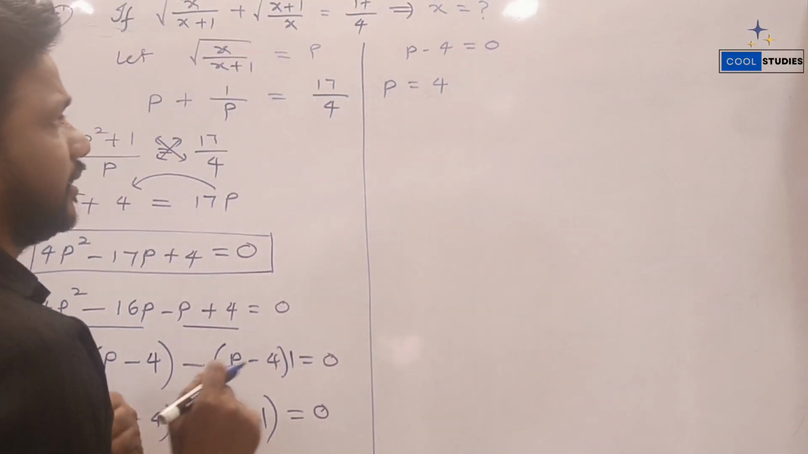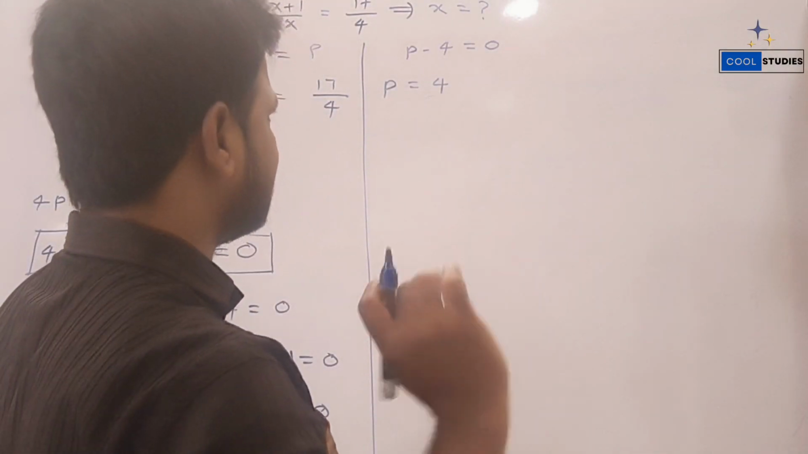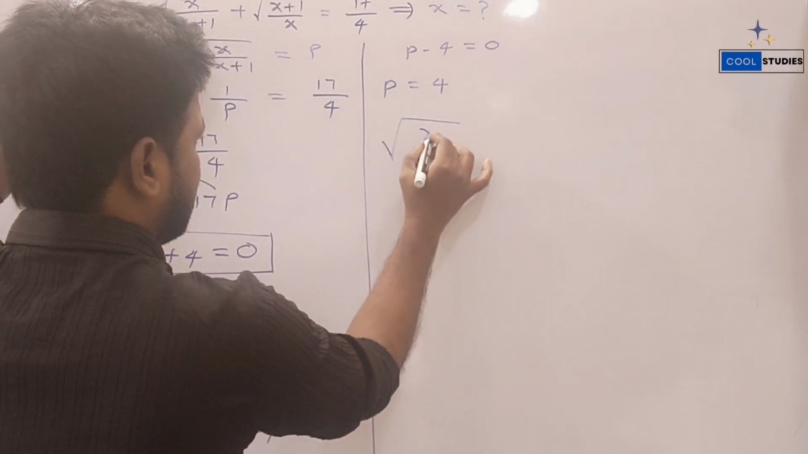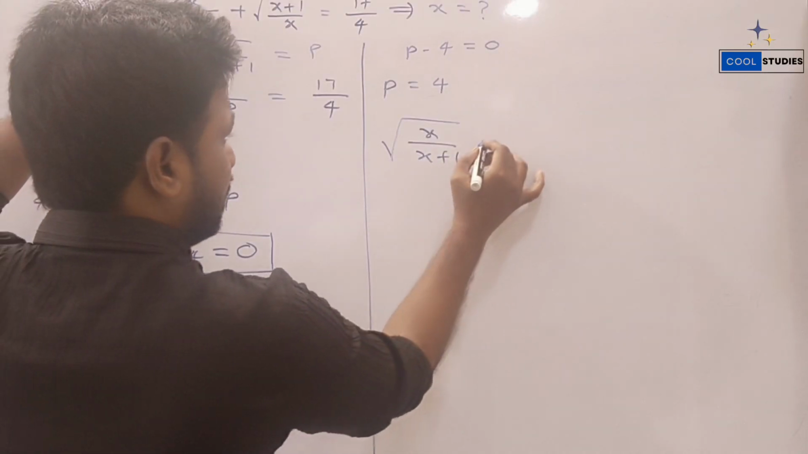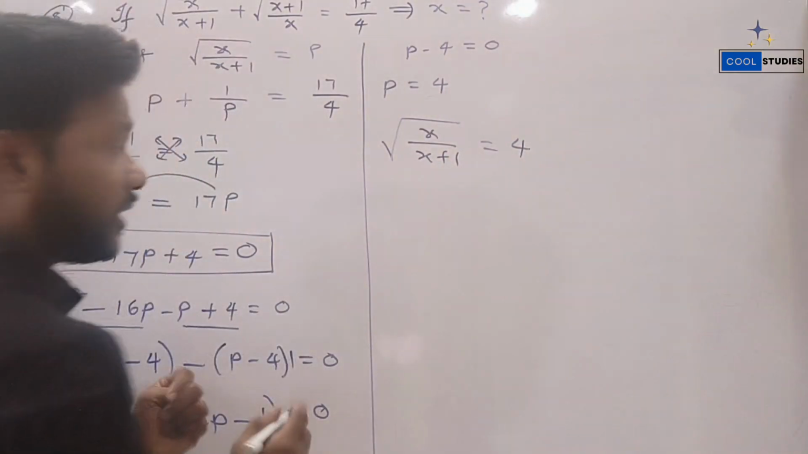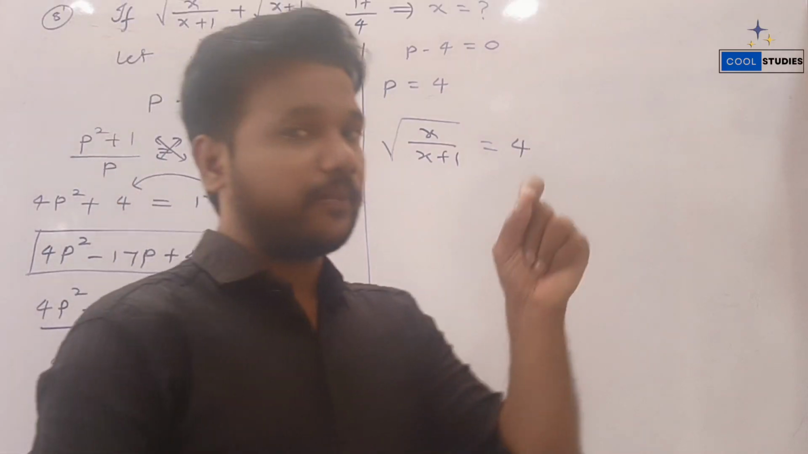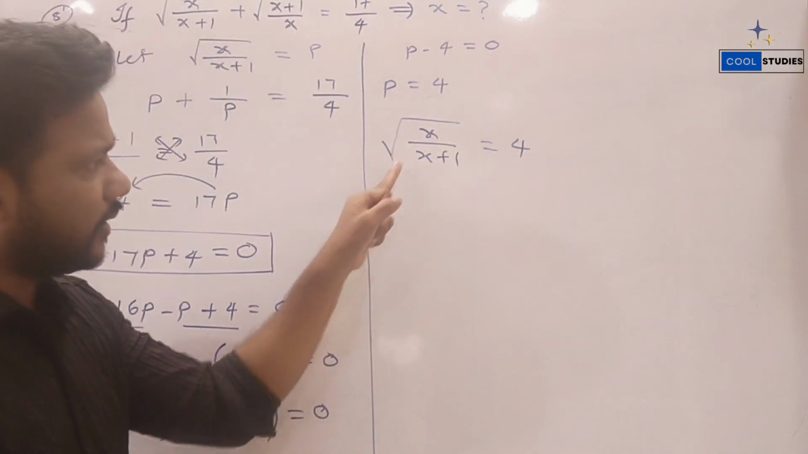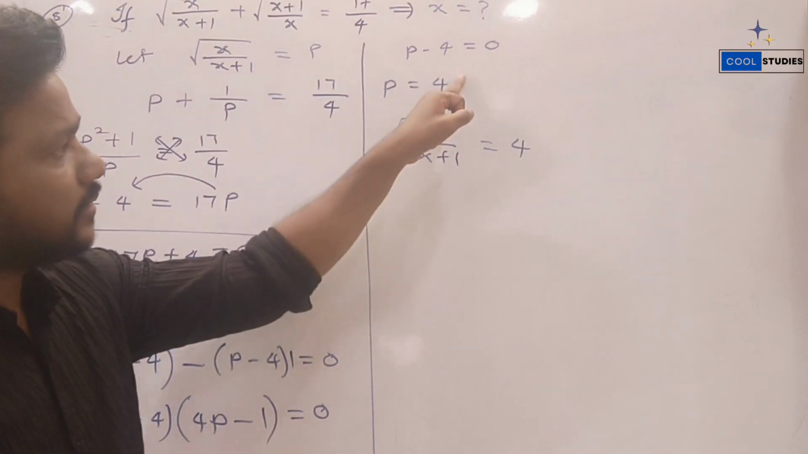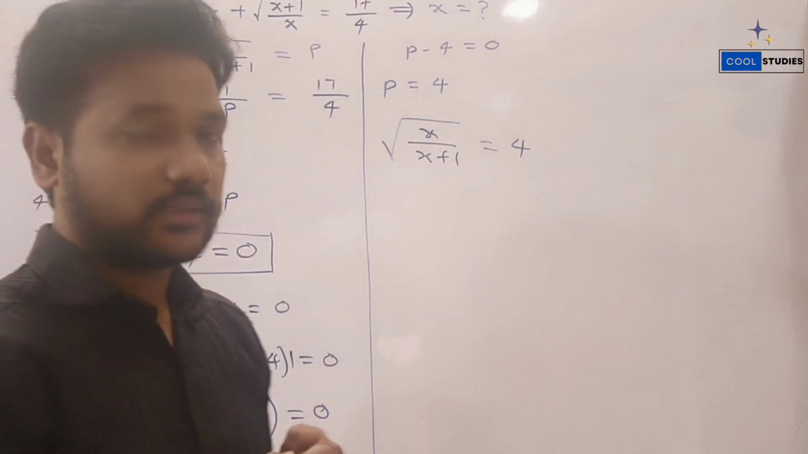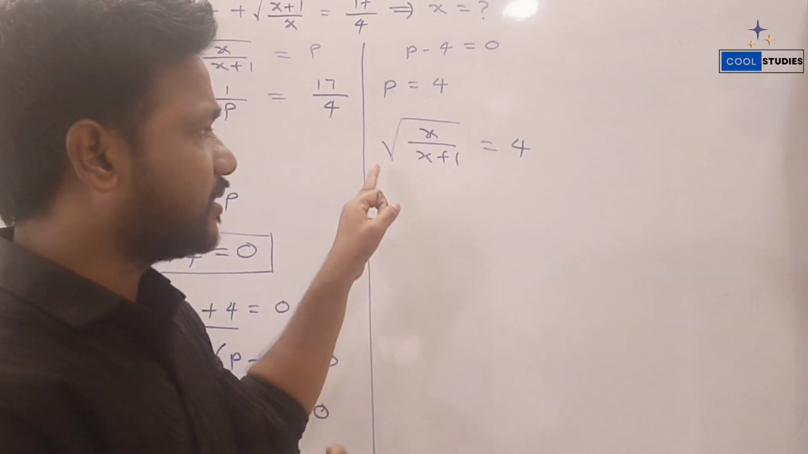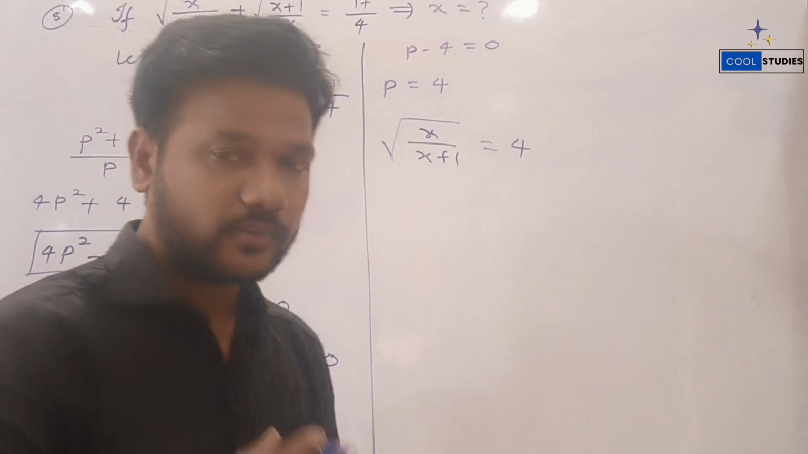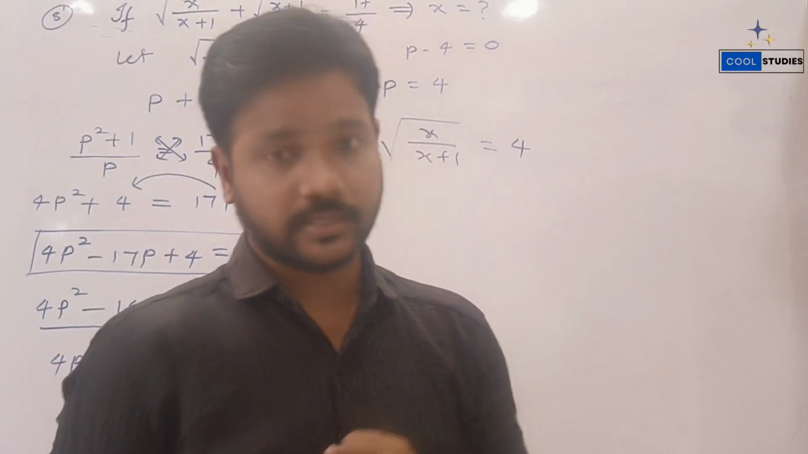But actually we consider that p means root over x by x plus 1, right? That is equal to 4. We wrote the value in the place of p. Root over x by x plus 1 is equal to 4. Now to cancel this root, we can do squaring on both sides.